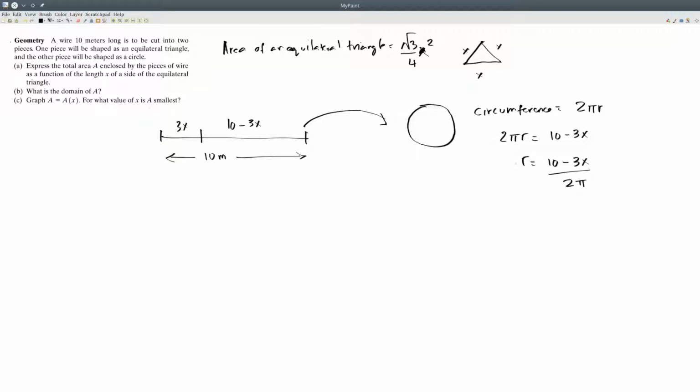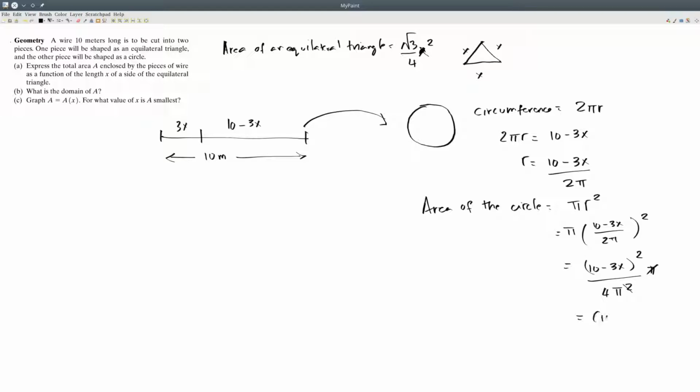Now that I know the radius of the circle, the area of the circle would be pi times r squared, which would give us pi times 10 minus 3x over 2 pi squared, which is 10 minus 3x squared over 4 pi squared times pi. The pi's will get cancelled. You will have 10 minus 3x squared over 4 pi.